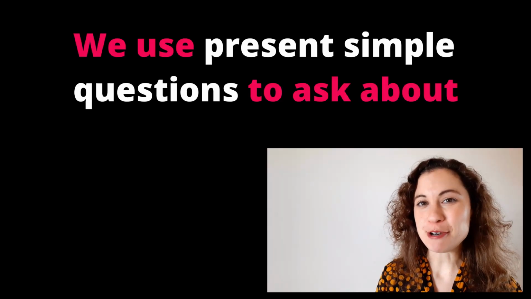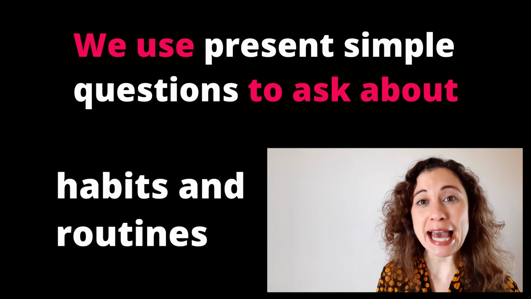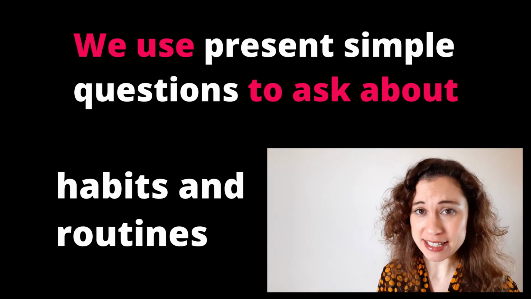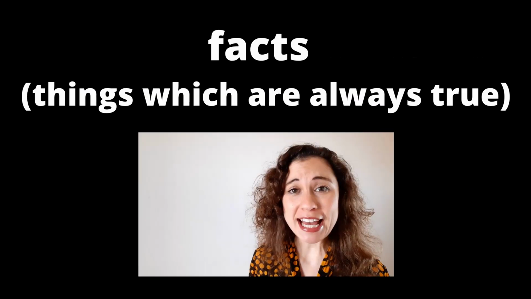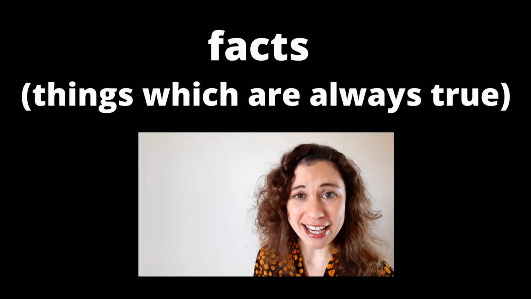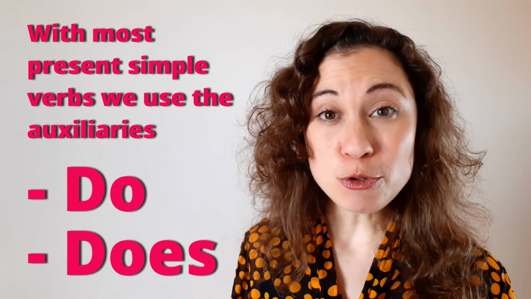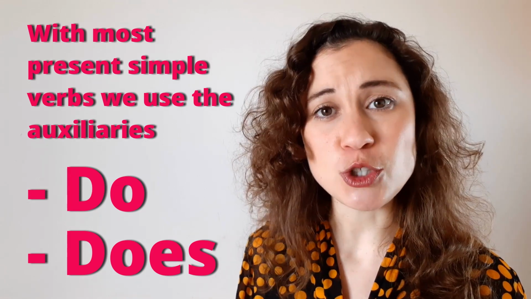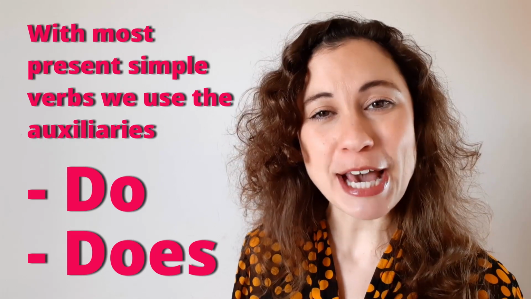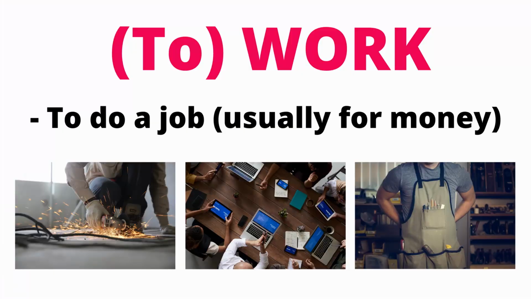We use present simple questions to ask about people's habits and routines, the things that are generally true, and to ask about facts, things which are always true. With most present simple verbs, we use the auxiliaries do and does to help us form questions. Let's look at the verb work.